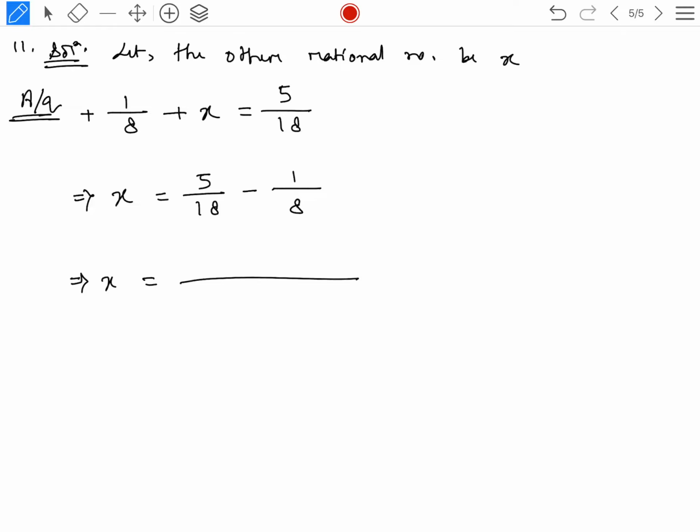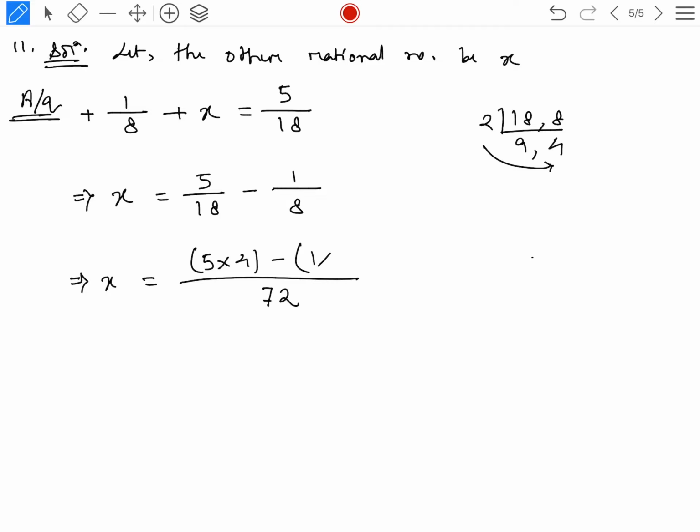Okay, so if we solve this, 8 and 18, you need to take the LCM. Both are divisible by 2. 2 9s are 18, 2 4s are 8. Multiply: 4 2s are 8 and 8 9s are 72. So your LCM will be 72. Now see, 18 4s are 72.